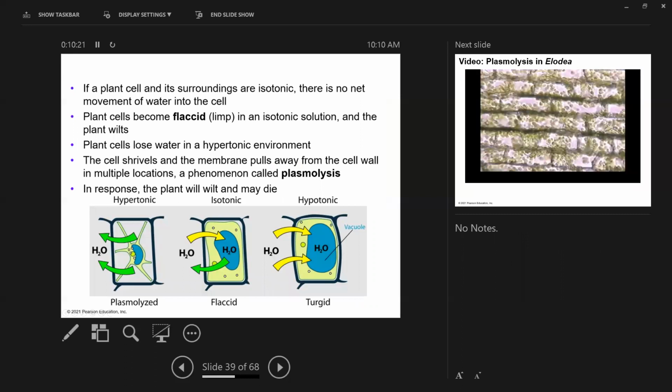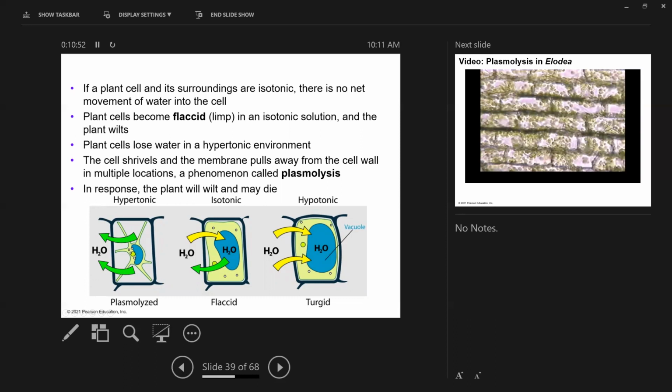This talks about how things are happening in a plant cell. We've already looked at this once. So water's flowing out, and the cell membrane is going to pull away from the cell wall if it is in a hypertonic solution. If it's in an isotonic solution, we have an equal movement of water in and an equal movement of water out, and that plant cell is going to be flaccid because we're not putting pressure on the cell wall. And the central vacuole might not be 100% full.